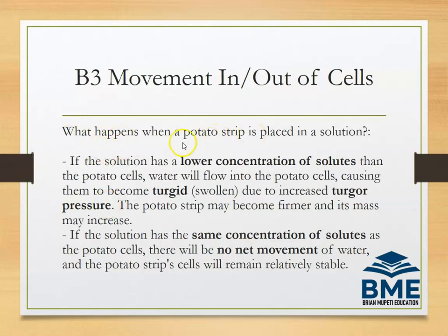Now, to establish how these terms are used, let's take a look at this scenario whereby we have a potato strip which is placed in a solution. If the solution has a lower concentration of solutes than the potato cells, water will flow into the potato cells. This will cause them to become turgid, which means swollen. And the reason why the potato cells become turgid is due to increased turgor pressure. The potato strip may become firmer and its mass may increase.